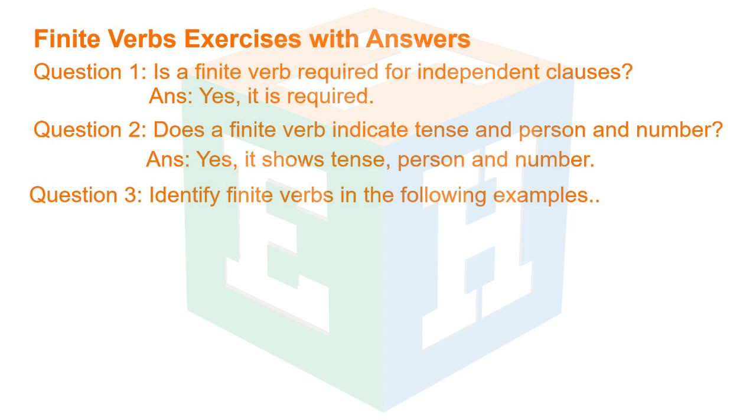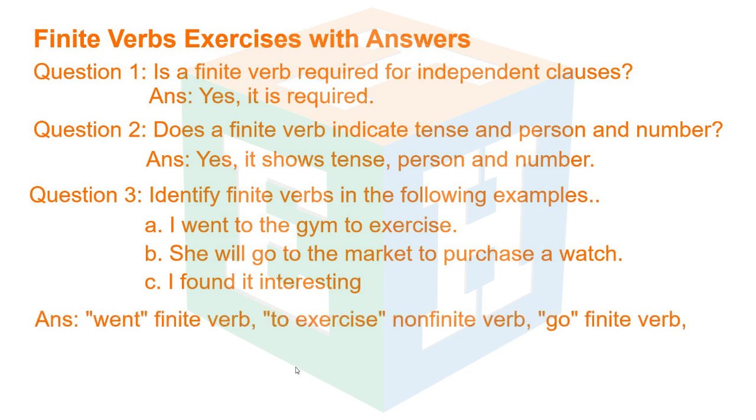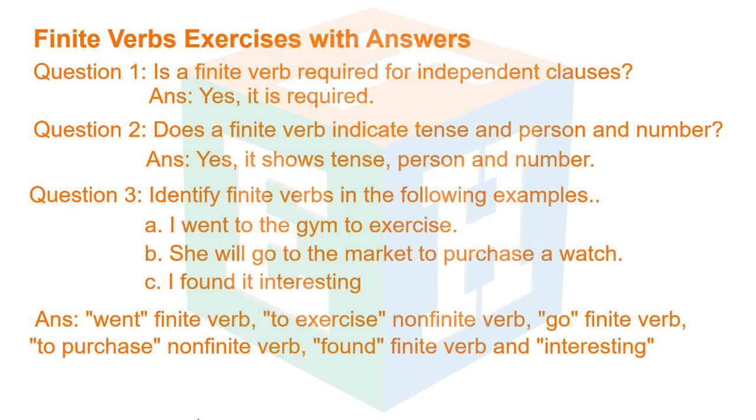Question 3. Identify finite verbs in the following examples. I went to the gym to exercise. She will go to the market to purchase a watch. I found it interesting. Answer: went, finite verb. To exercise, non-finite verb. Go, finite verb. To purchase, non-finite verb. Found, finite verb. And interesting, non-finite verb.